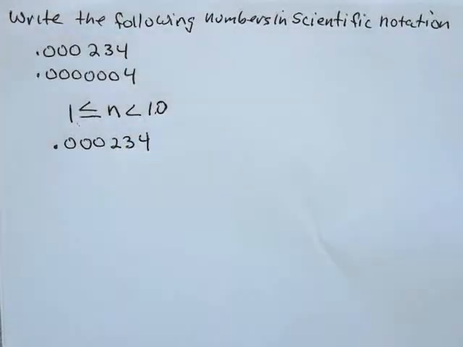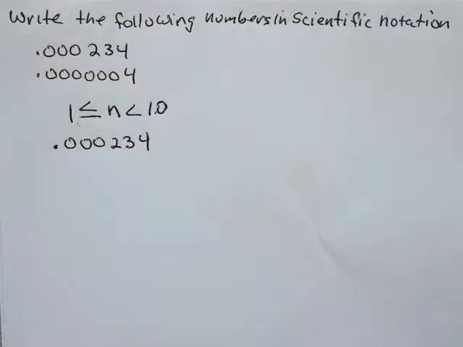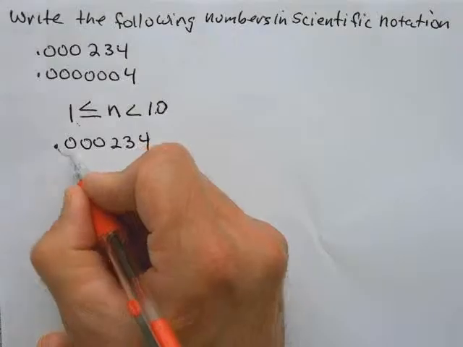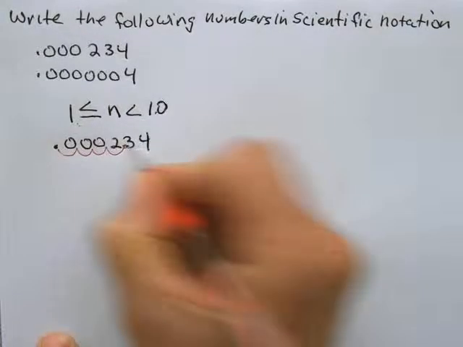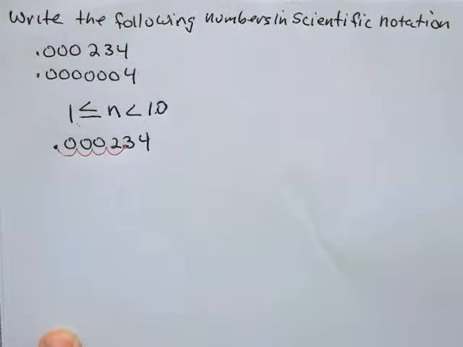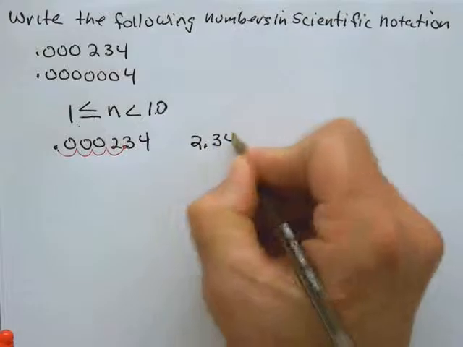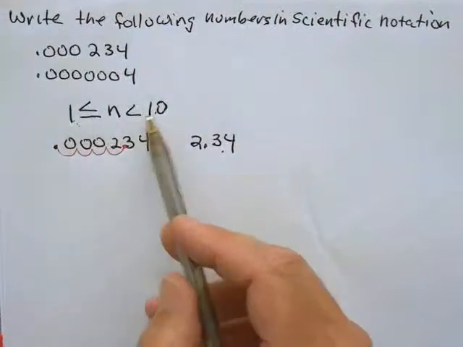And in order to get this number to fit this constraint of being greater than or equal to 1 and less than 10, I'm going to move this decimal point. Let's see how far I need to move it. I need to move it once, twice, 3 times, 4 times. I need to move this decimal point 4 places, and now I can write this as 2.34, because this number is certainly greater than or equal to 1 and less than 10.